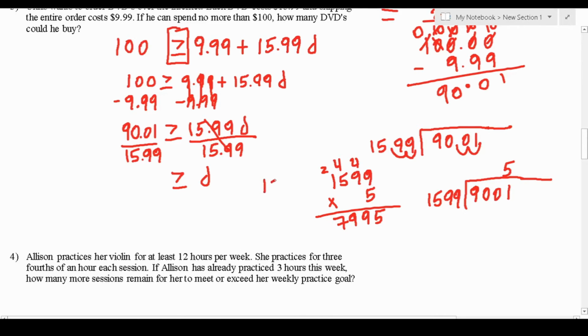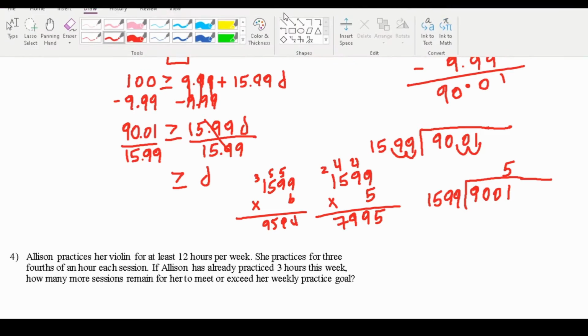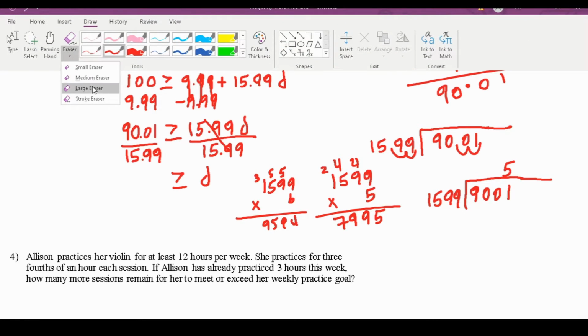But just to show you that, let's do 1599 times 6, just so you can see what I'm talking about. 9 times 6 is 54. 9 times 6 is 54, plus 5 is 59. 5 times 6 is 30, plus 5 is 35. 6 times 1 is 6, plus 9 is 15. So we can see this is 9,594, which is bigger than 9,001, so we couldn't use 6. So let's go ahead and get rid of that now that we've seen it.